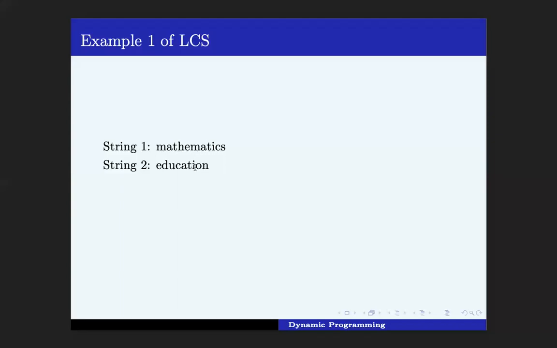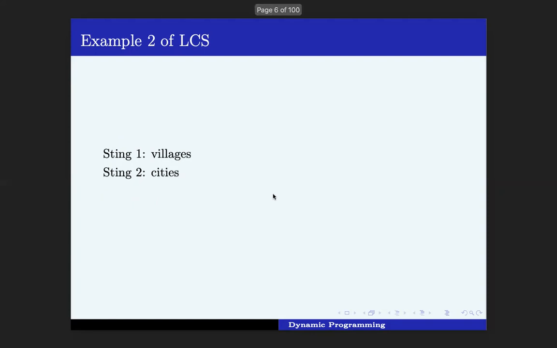And maybe there's something more. In fact, let's see. I think there is something. Oh, EATI is the longest common subsequence between these two strings. Similarly, the longest common subsequence between villages and cities can be I and E, so IE, or they can be IES, and possibly that is the longest common subsequence.